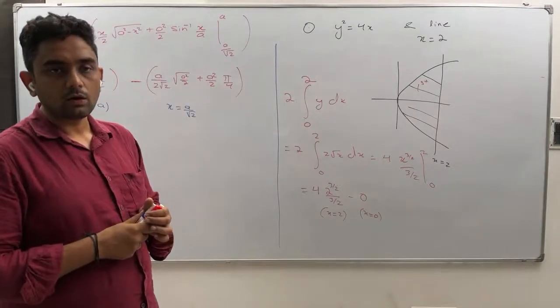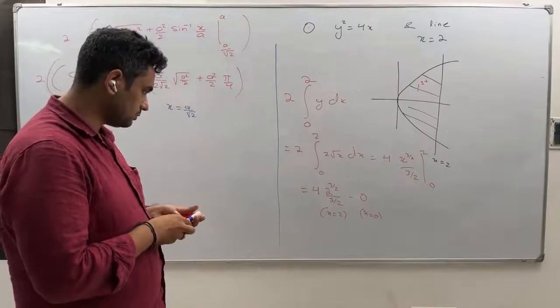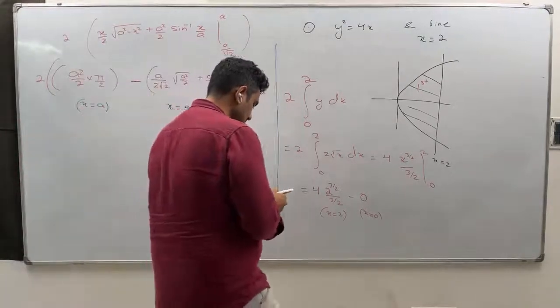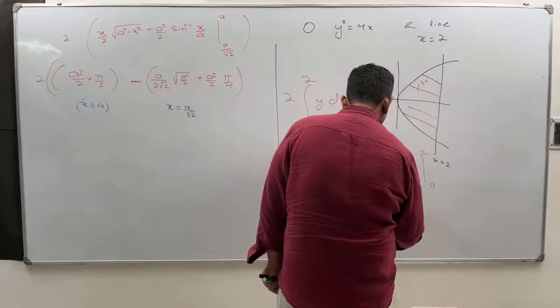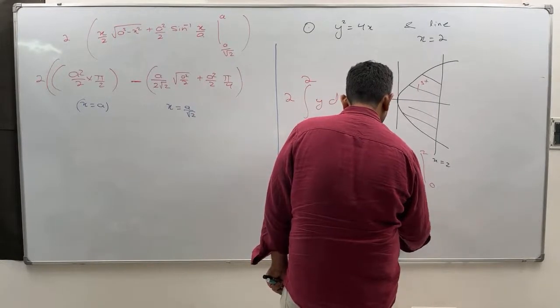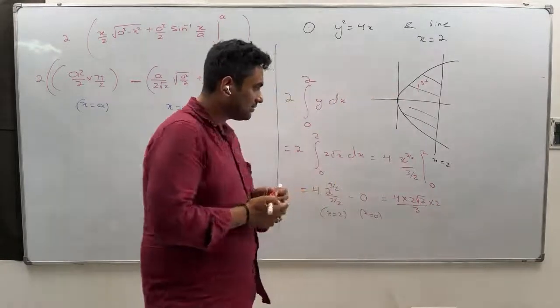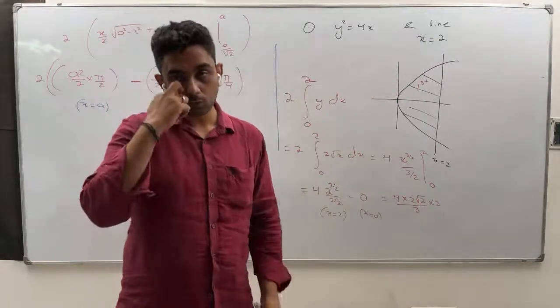We'll get this. Now 2 power 3 by 2 is 2 root 2. So what will happen? We will get it as 4 into 2 root 2 divided by 3 into 2. So the final answer will come out to be 16 root 2 by 3.